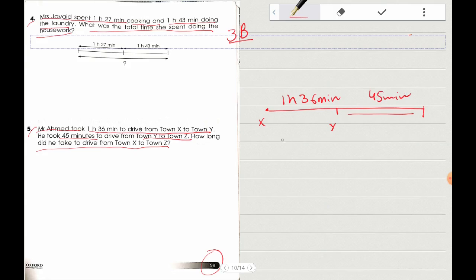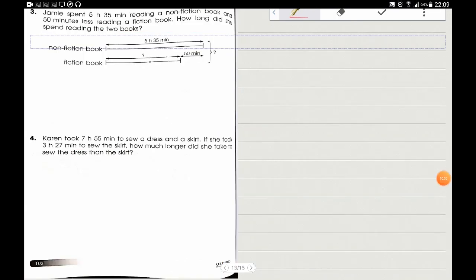Now you have to find out the total time from X to Z. As you can see, this total from X to Z is what you have to find out. You can easily add minutes to minutes and change them into hours and minutes. Move to the next page.